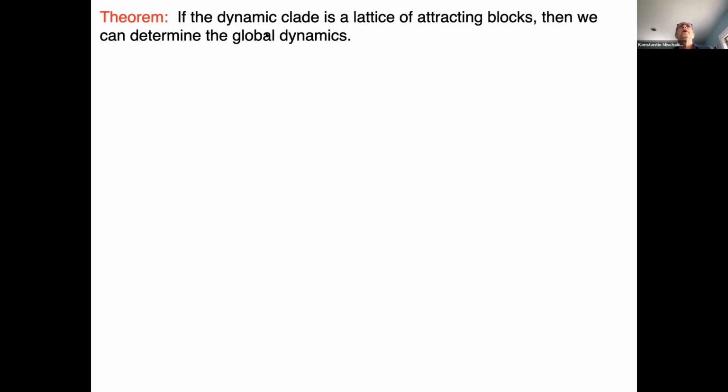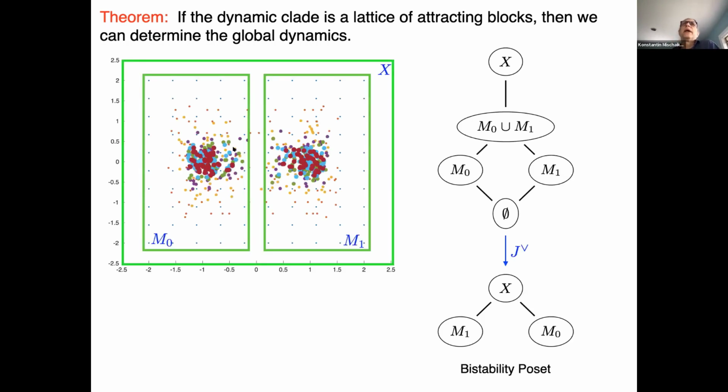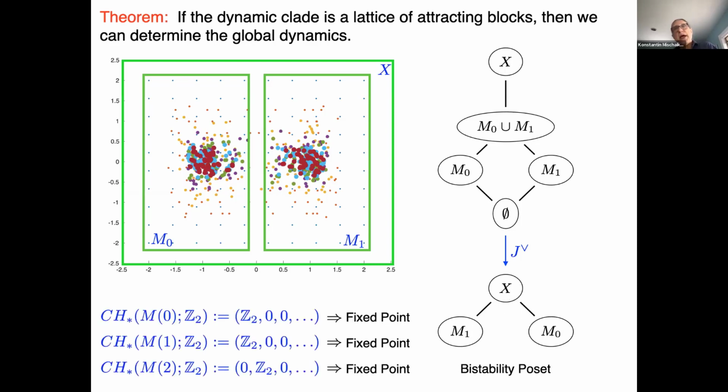And the point is that if you do have a dynamic clade, and that dynamic clade is a lattice of attracting blocks, then we can determine, and these now become theorems, about the global dynamics. So back to my basic example. We've already done all these computations. I identified what the Morse tiles would be, and I've computed the Conley indices from the previous slide, and then those theorems would tell me there must be a fixed point in here, there must be a fixed point in here, and somewhere in the complement there needs to be another fixed point.